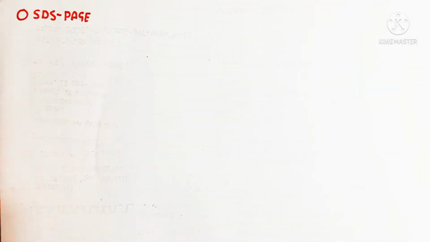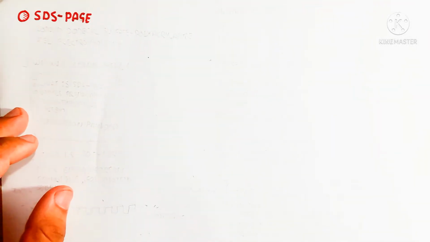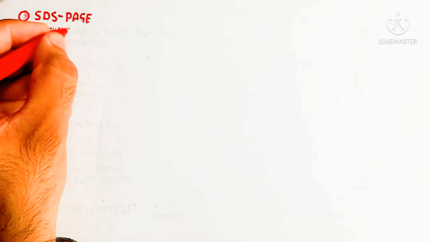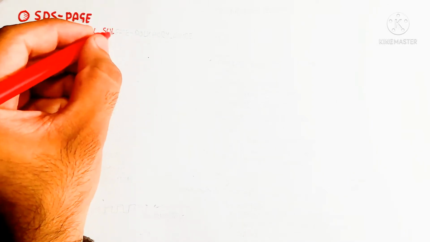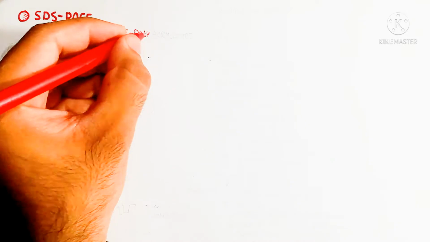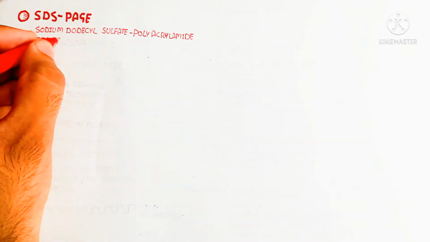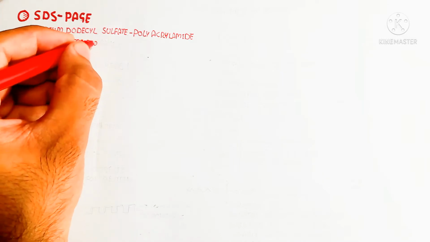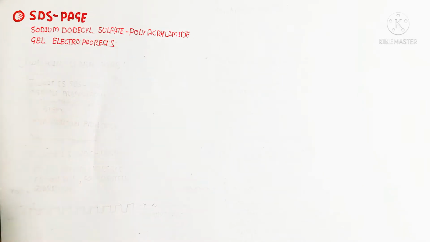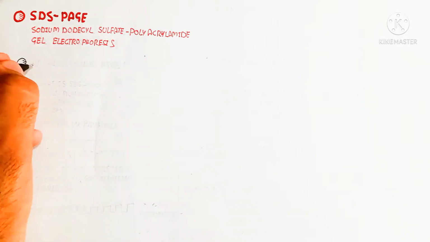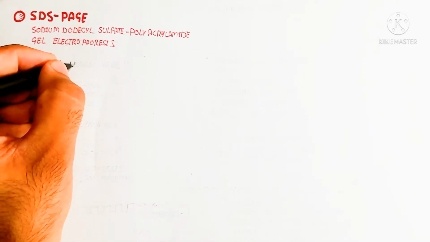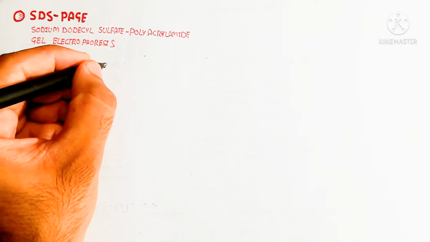Hello, in this video we will discuss SDS-PAGE, a biotechnological tool which is used for the identification of something. For identification of RNA, DNA or protein. So let's begin to understand without wasting any time: sodium dodecyl sulfate polyacrylamide gel electrophoresis is used for it.